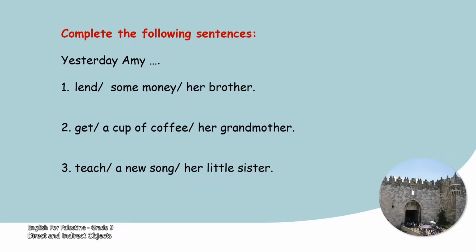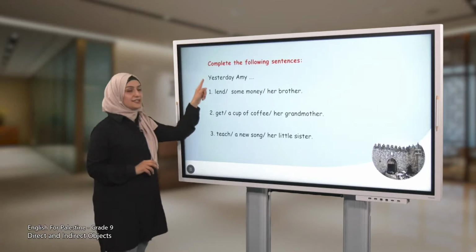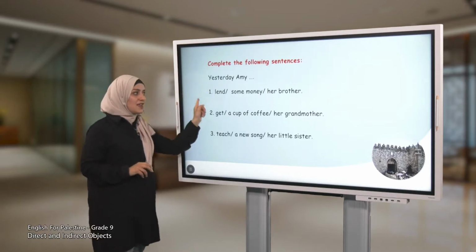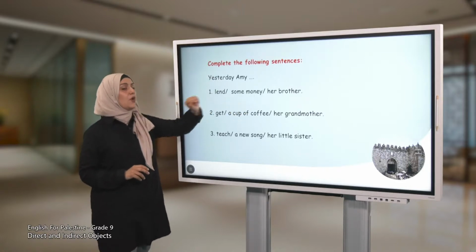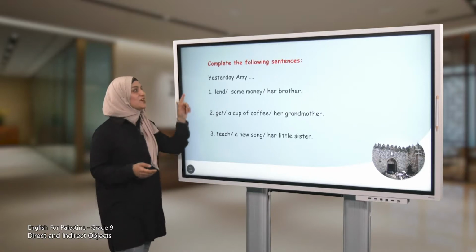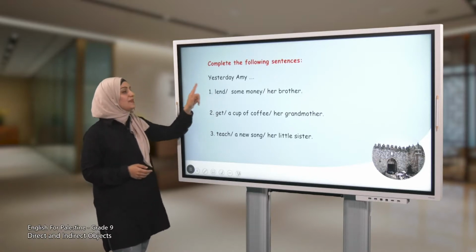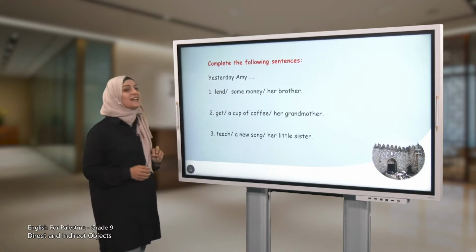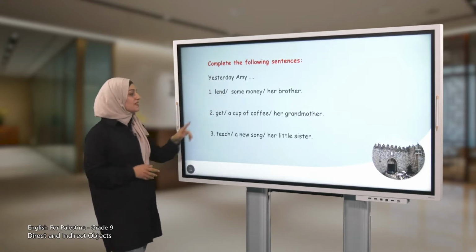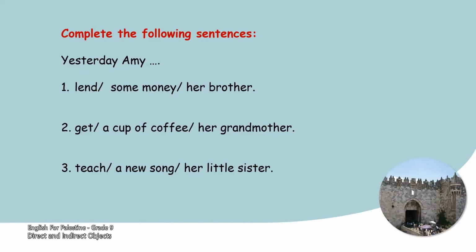How can we complete this sentence? You can complete it in two different ways. We can say, yesterday, Amy lent some money to her brother, or we can say yesterday, Amy lent her brother some money. Now I will leave the last two for you. Get a cup of coffee, her grandmother, and teach a new song, her little sister.